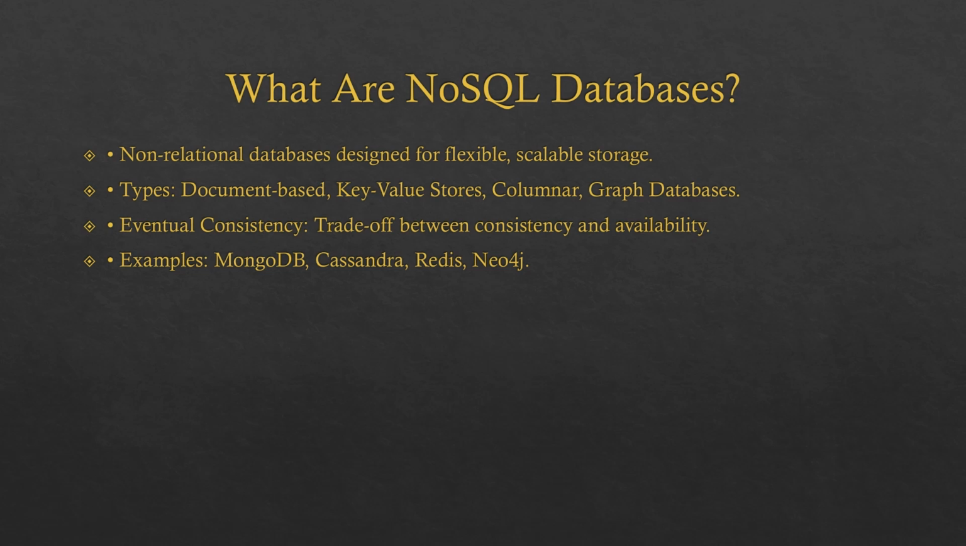Unlike RDBMS, NoSQL databases are designed for flexible and scalable storage, especially for unstructured data. There are several types of NoSQL databases, including document-based, key-value stores, columnar databases, and graph databases. These databases emphasize horizontal scaling and often provide eventual consistency.